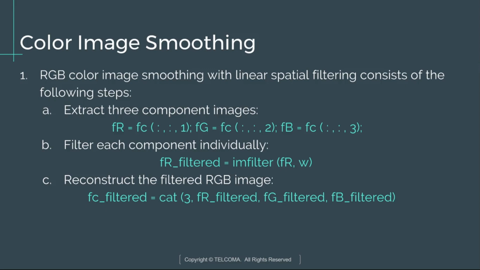However, because you can perform linear filtering of RGB images directly in MATLAB using the same syntax employed for monochrome images, the preceding 3 steps can be combined in single step, in which you can write it as fc_filtered equals imfilter(fc, w, 'replicate').